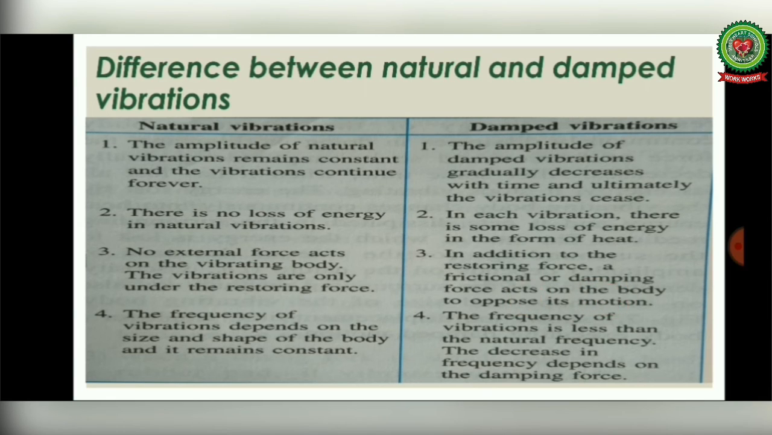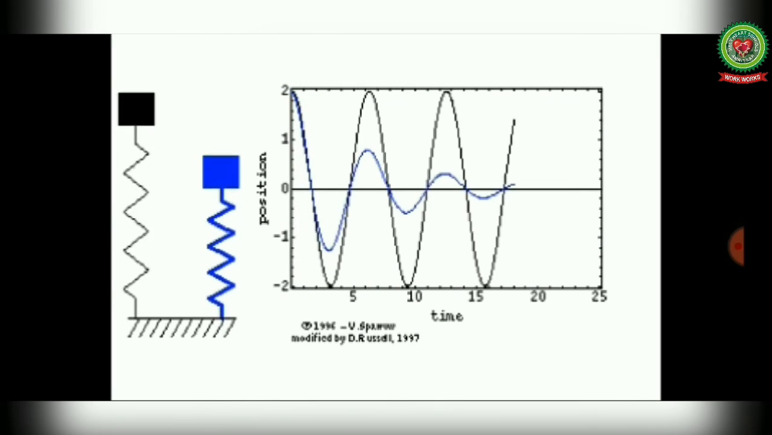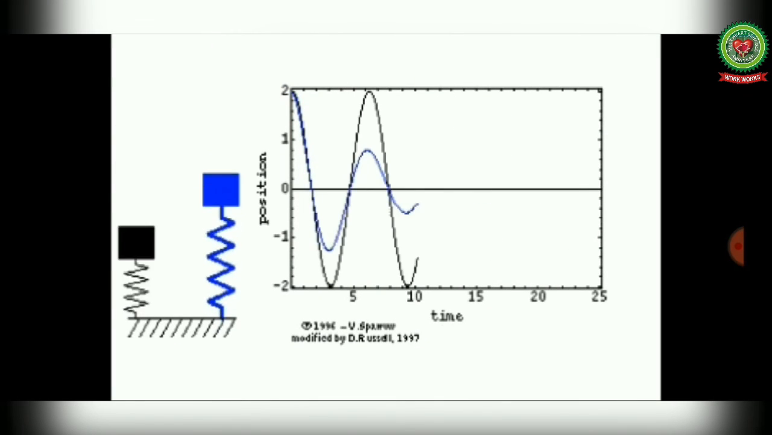Last, the frequency of vibration depends upon the size and shape of the body, as it remains constant, whereas in damped vibrations the frequency of vibration is less than the natural frequency of the body, and the decrease in frequency depends upon the damping force, that is the resistive force acting on the vibrating body. Just see the difference between natural vibrations and damped vibrations.